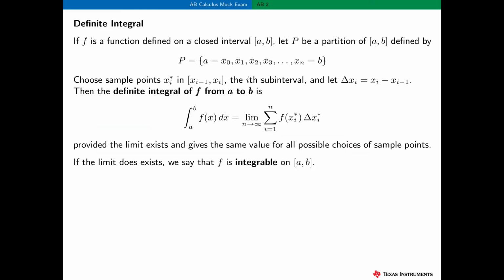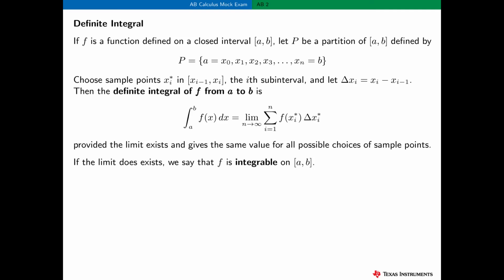This type of limit of a Riemann sum, that is, as n goes to infinity, is so important in calculus that it has a special name and notation. Here's the definition of the definite integral of a function f from a to b. Suppose f is a function defined on the closed interval a to b, and P is a partition of the interval a to b, defined by these values.